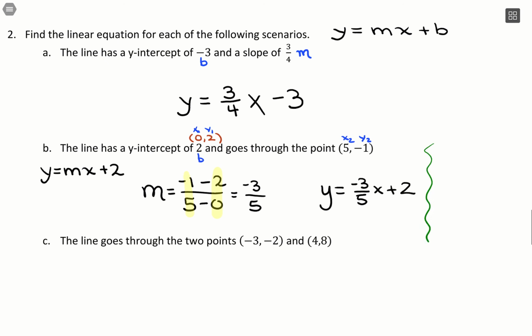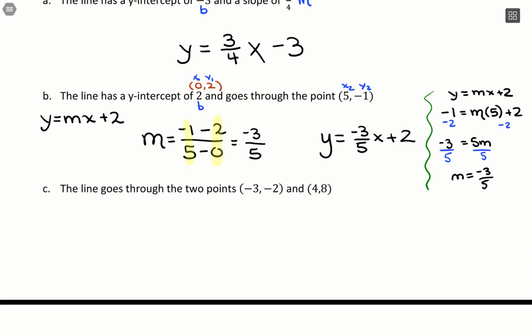So what we'll have here is y equals -3/5 x plus 2. Now, the other way you could have done this problem is if you have y equals mx plus 2, you could just plug in that coordinate (5, -1). So y is -1. We don't know what m is, but we know x is 5. And then solving for m, we could subtract 2 from both sides. That'll be -3 equals 5m. Divide by 5, and that would also give you your slope. So either way with that question, you get to the same solution.